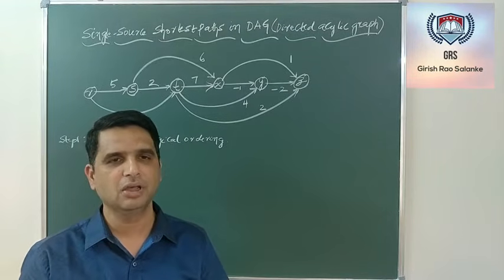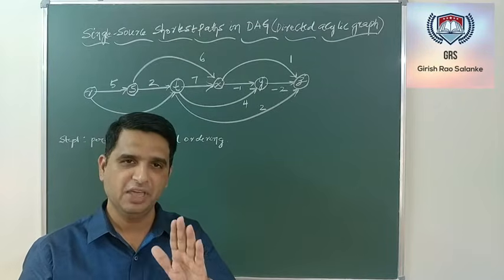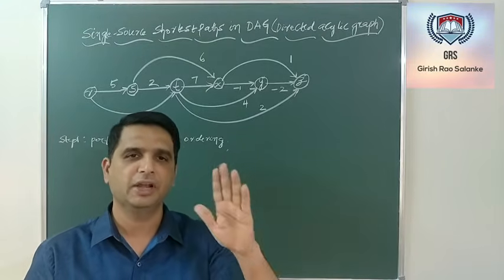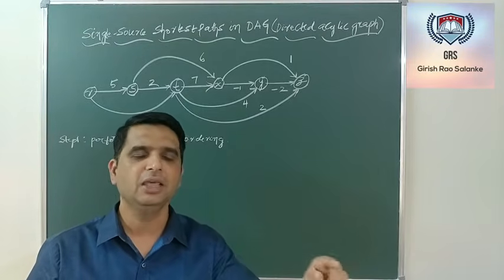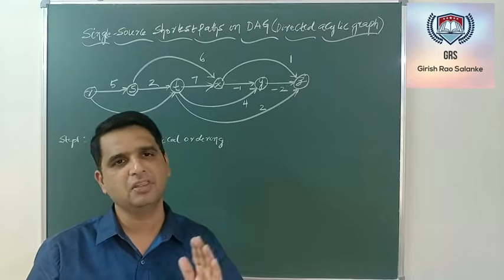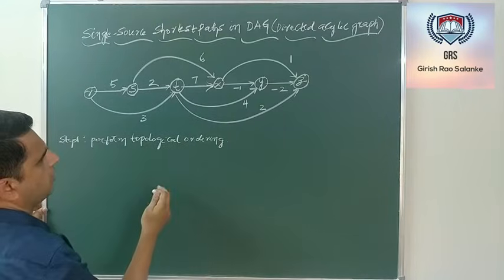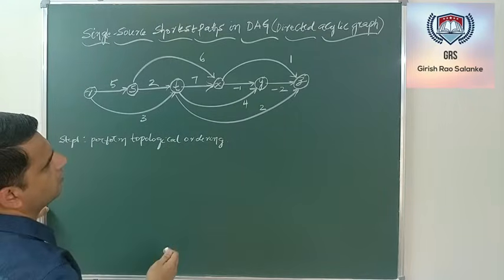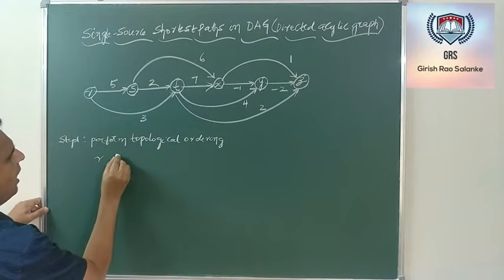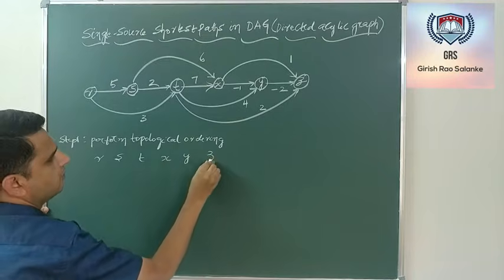But please note the definition of topological ordering. I repeat once again, if there is an edge from vertex A to B, then in the topological ordering, A should be placed before placing B. So this is the first step: perform topological ordering. So what is the topological ordering for this particular graph? For this graph, the topological ordering is R, S, T, X, Y, Z.